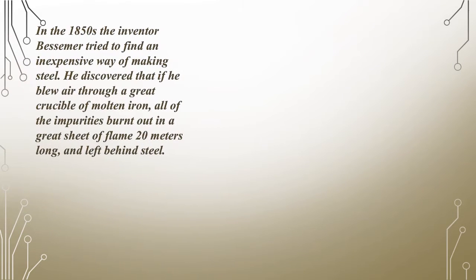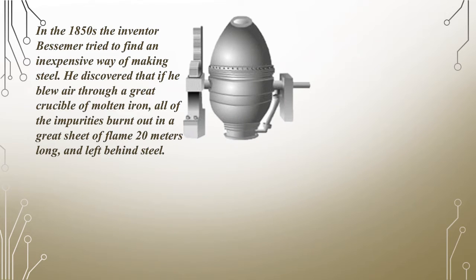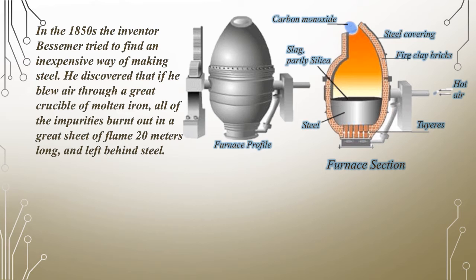In the 1850s, the inventor Bessemer tried to find an inexpensive way of making steel. He discovered that if he blew air through a great crucible of molten iron, all of the impurities burned out in a great sheet of flame 20 meters long and left behind the steel.